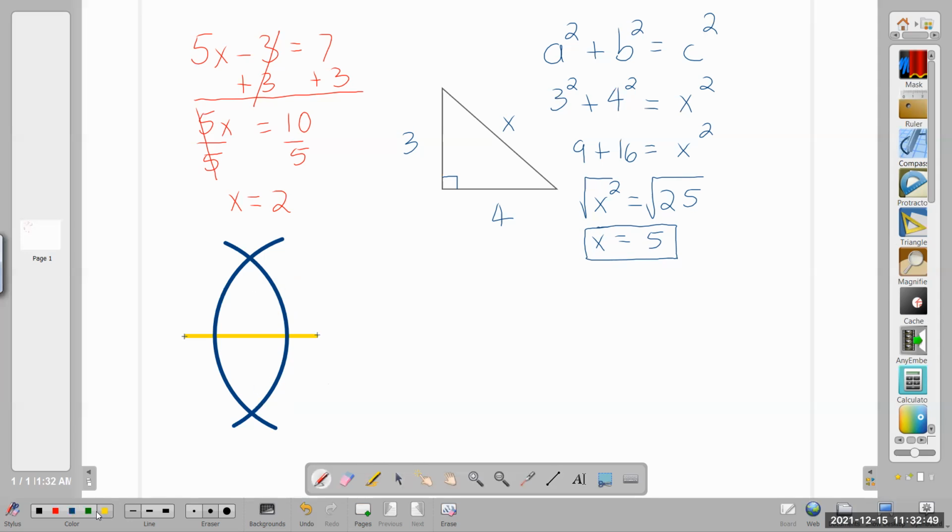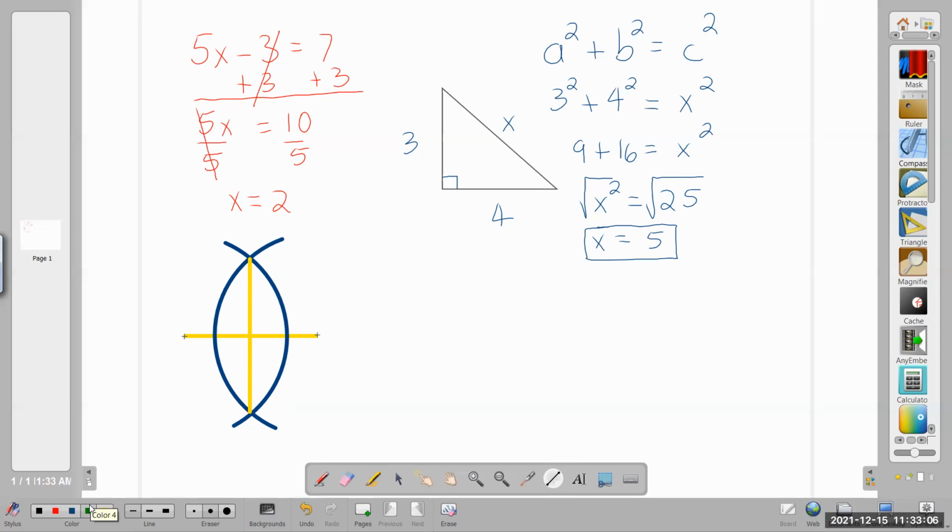So I'll go back to yellow here. And let's go right in the middle and draw a line straight down to the other intersection. And there we go. We have just constructed the perpendicular bisector of a line. Pretty cool. Let's go ahead and ramp up the rigor a little bit.